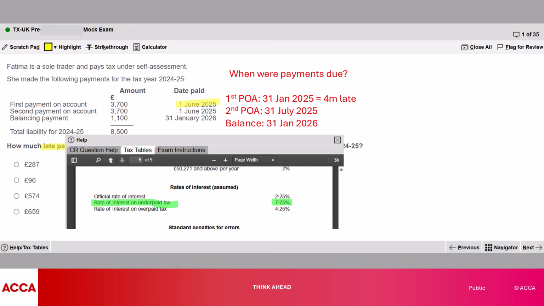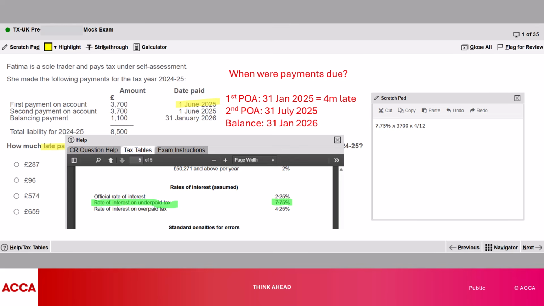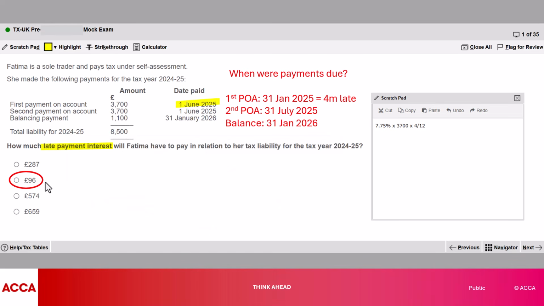And we need the rate of interest on underpaid tax, which is 7.75%. And then to calculate, you can use the scratch pad to show your working. So we need 7.75% multiplied by the payment that was late and multiplied by 4/12 because it was 4 months late. And that gives us the second answer, which is to the nearest pound, £96.